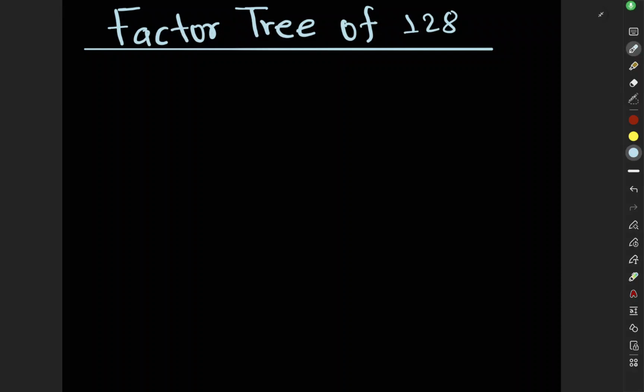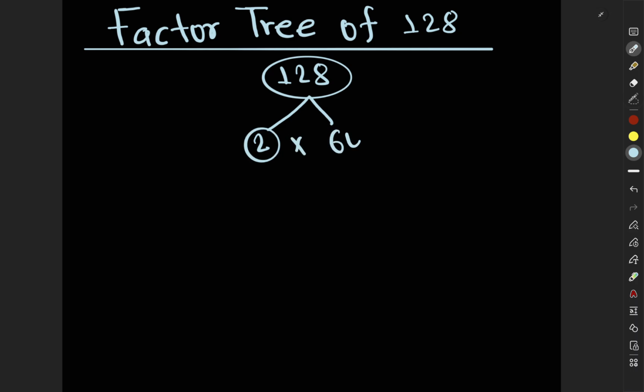Factor tree of 128. So 128 can be written as 2 times 64. 2 times 64 means 128. 64 can be written as 2 times 32. 2 times 32 means 64.